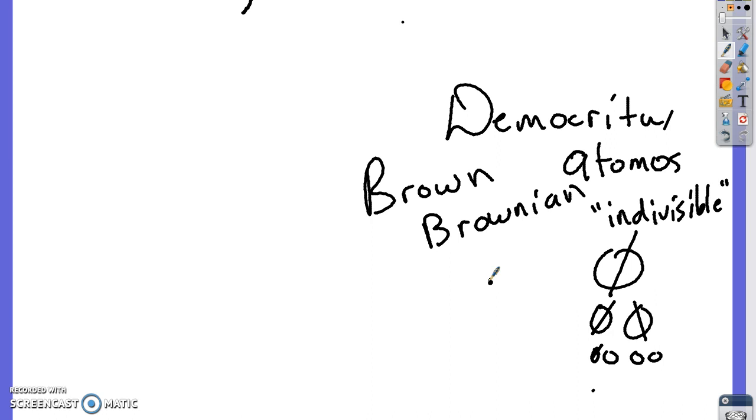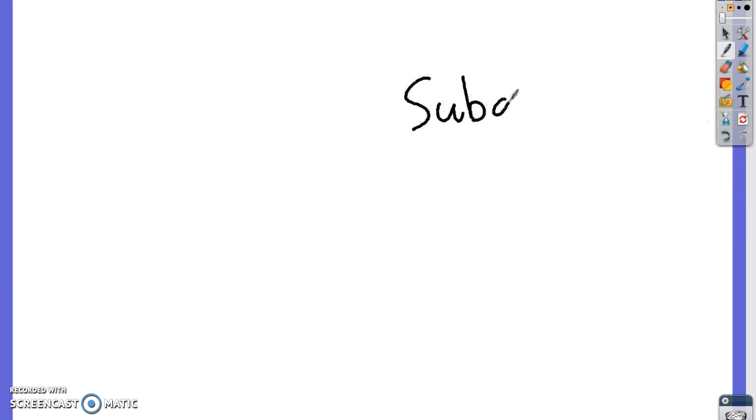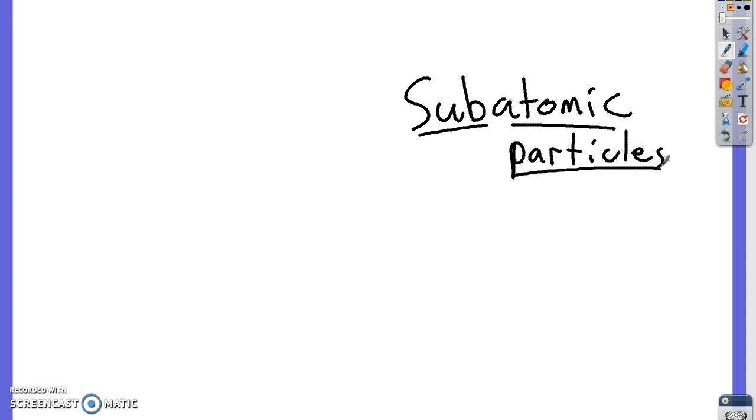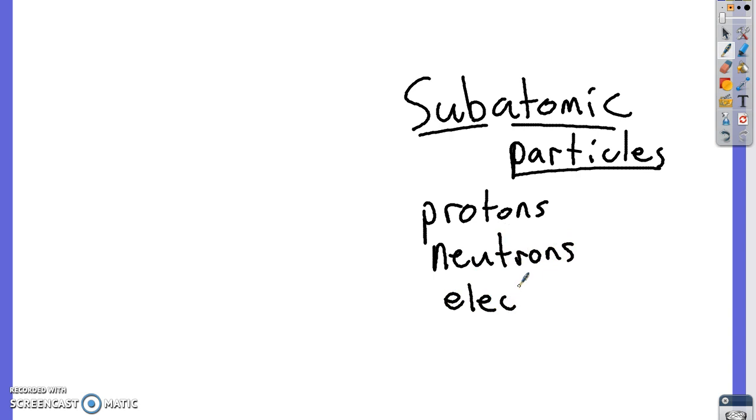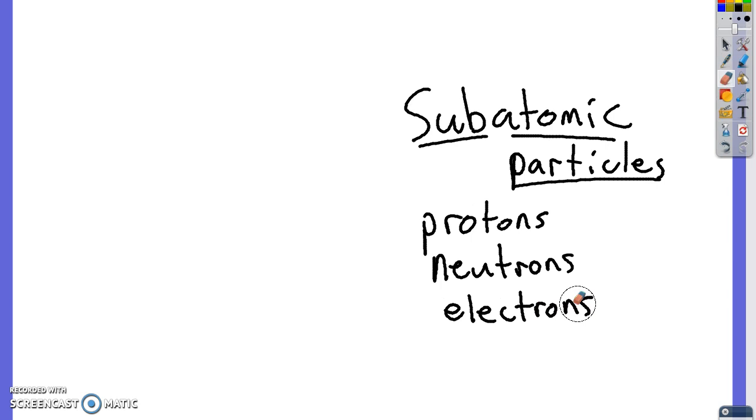Okay? And we call those smaller parts subatomic particles. Sub means below, just like submarines go below the ocean. Subatomic, smaller than the atom, below the atom. Particles, just parts, basically. Parts is parts. In this case, they're atomic parts, so they're subatomic particles. All right, and of those three, we have protons, neutrons, and electrons. So we have protons, neutrons, electrons.